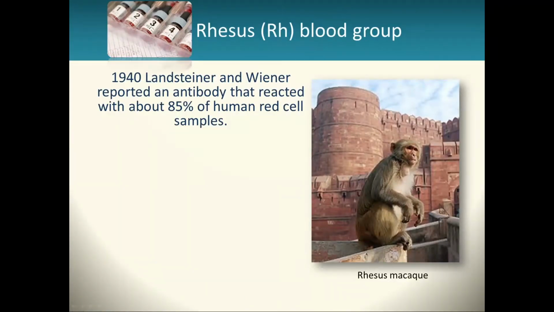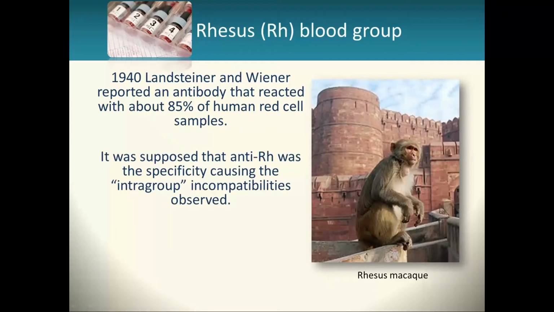In 1940, Landsteiner and Wiener reported an antibody that was made by the rabbit and the guinea pig that reacted with about 85% of human red cell samples. And this antibody was called anti-Rh in honor of the Rhesus monkey. It was supposed that this anti-Rh antibody was the specificity that was causing these intragroup incompatibilities that were being observed. Equipped with both animal and human-derived antibody, it was now possible to type red cells for the Rh factor.